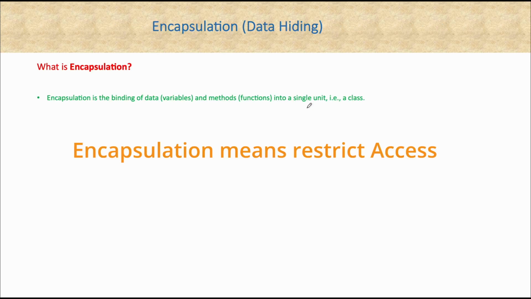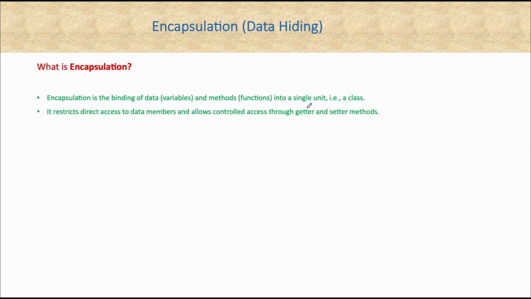Encapsulation, data hiding. What is encapsulation? Encapsulation is binding of data and methods into a single unit, a class. It restricts direct access to data members and allows controlled access through getter and setter methods. This ensures data security and integrity by preventing unauthorized modifications. Suppose that you have a private diary, you write many things there, and you don't want anyone to read that diary. That is called encapsulation, restricting others from using the data.